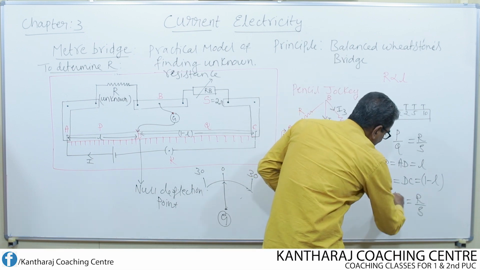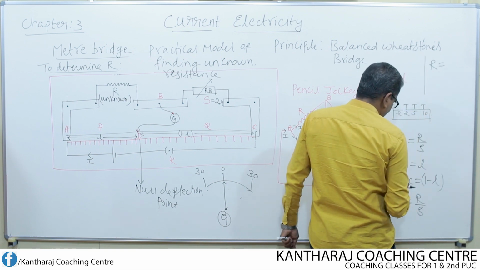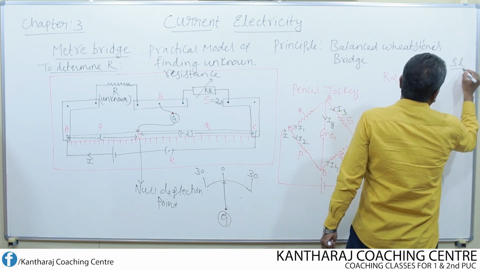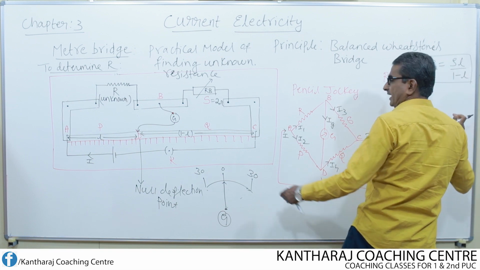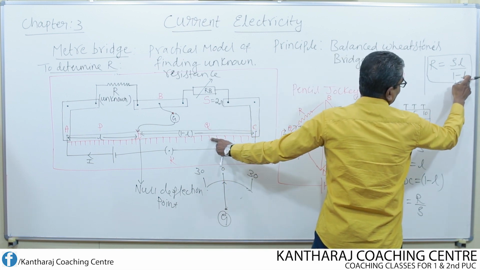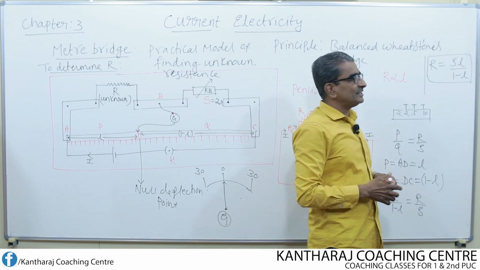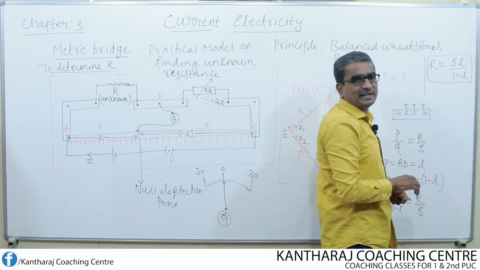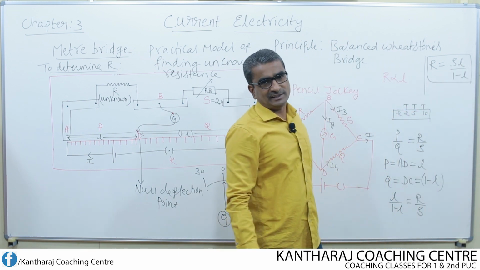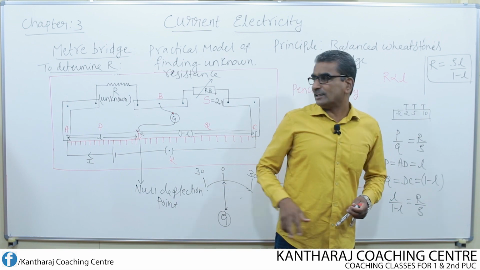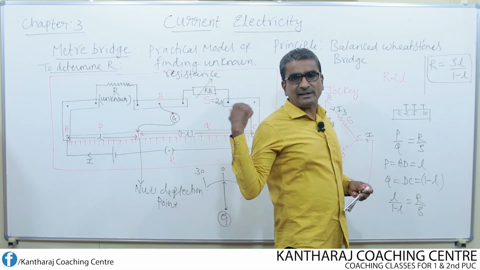So to find the unknown resistance, cross multiply. Then what do we get? We get that R is equal to S into L divided by 1 minus L. So with the help of a scale, we measure the length L, and S is already known because we introduce some resistance. Then the unknown resistance R can be calculated by substituting for S and by measuring the length L. So this is how we can determine the unknown resistance by making use of a meter bridge.